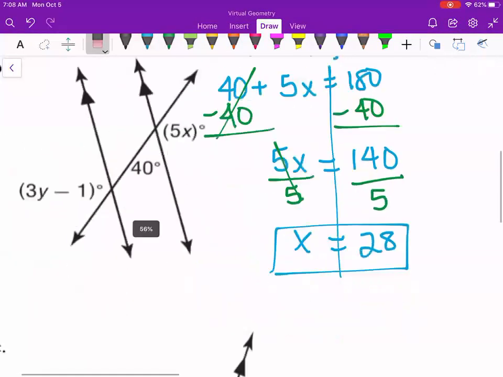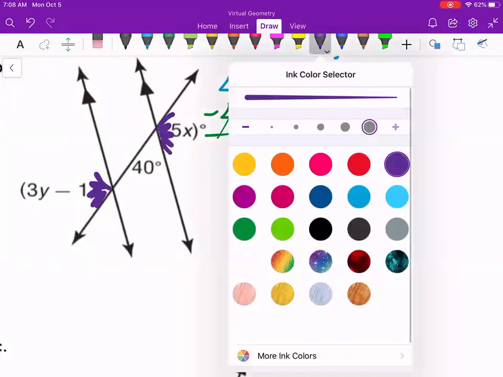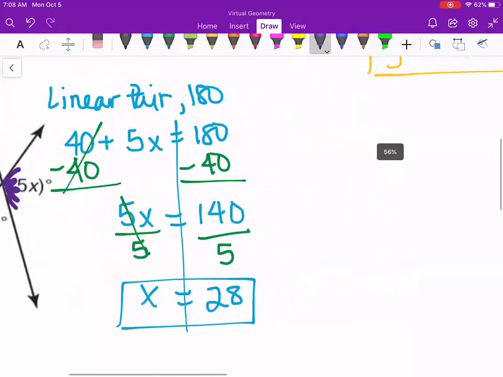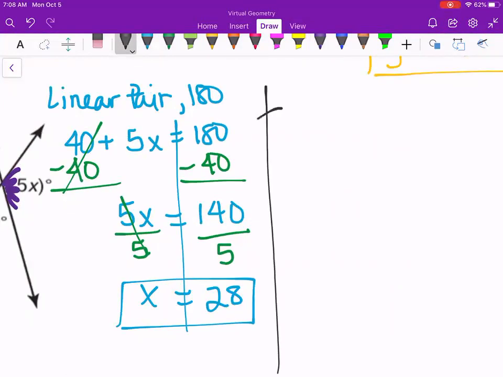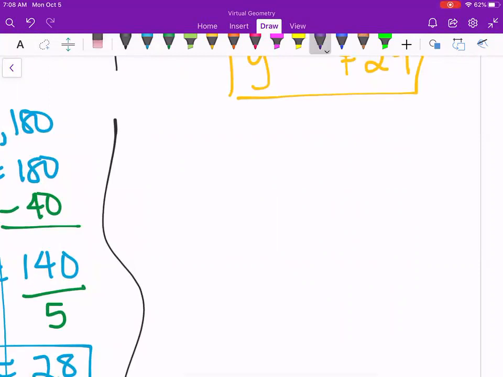All right, so let's go back to our picture. So again, we know that there is not a relationship between 3y minus 1, that angle, and where your 40 degrees angle are sitting, but we do have a relationship from 3y minus 1 and the 5x. Those two angles are alternate exteriors. And I know alternate exteriors are supposed to be congruent. So now we have alternate exteriors, which like we saw on the other page, these are congruent. So your two angles are supposed to be equal.